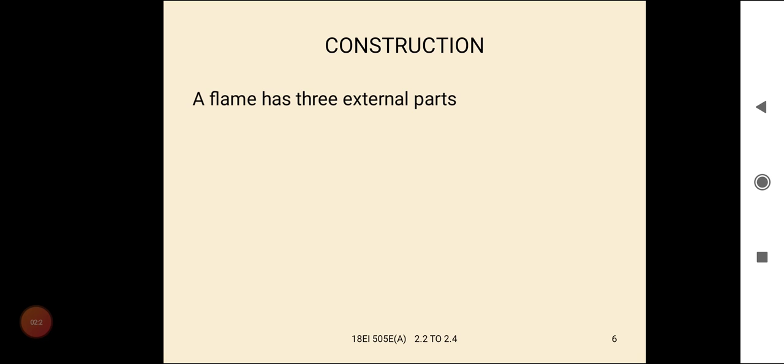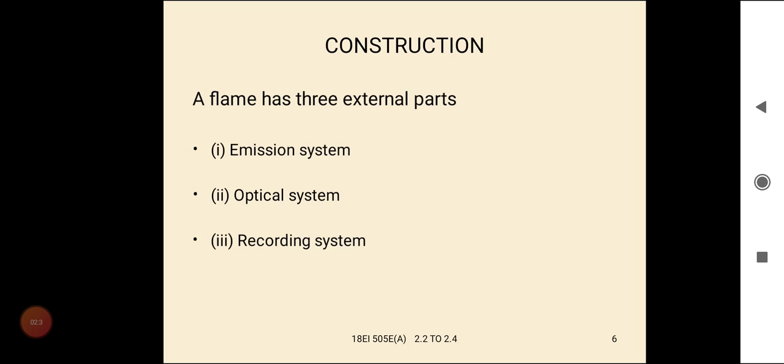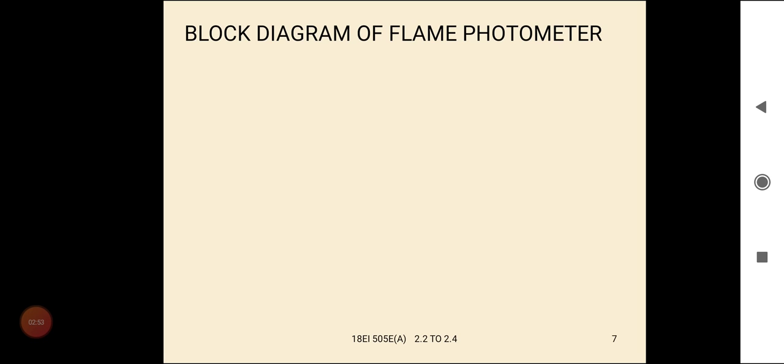Construction. A flame photometer has three external parts: emission system, optical system, recording system. So it has three external parts: emission system, optical system, recording system. Block diagram of flame photometer.